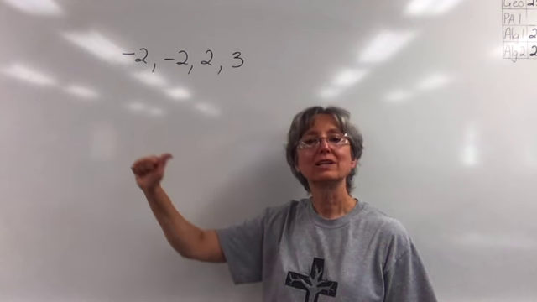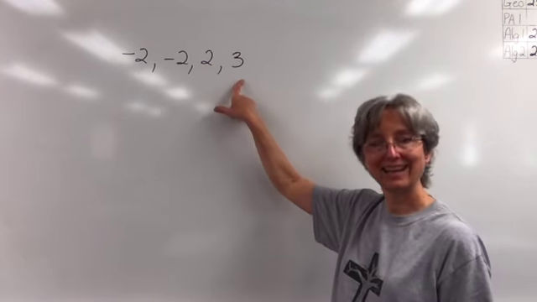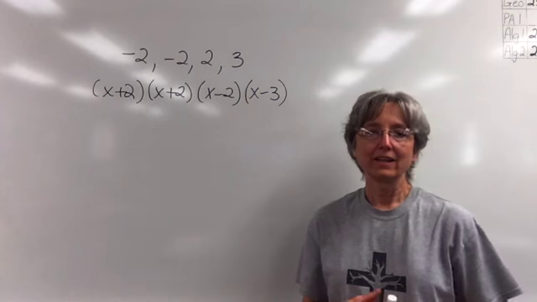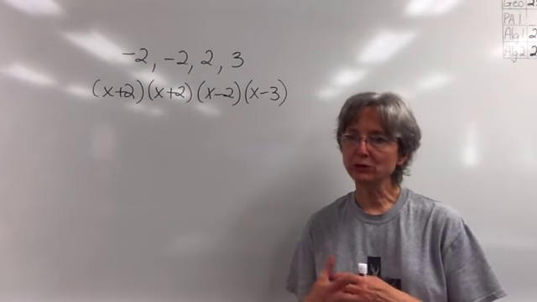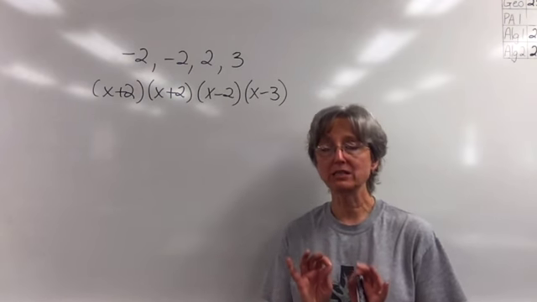x plus 2 times x plus 2, x minus 2, x minus 3. Now when I multiply, you can multiply in any order you want. I really want to make this as simple as possible.